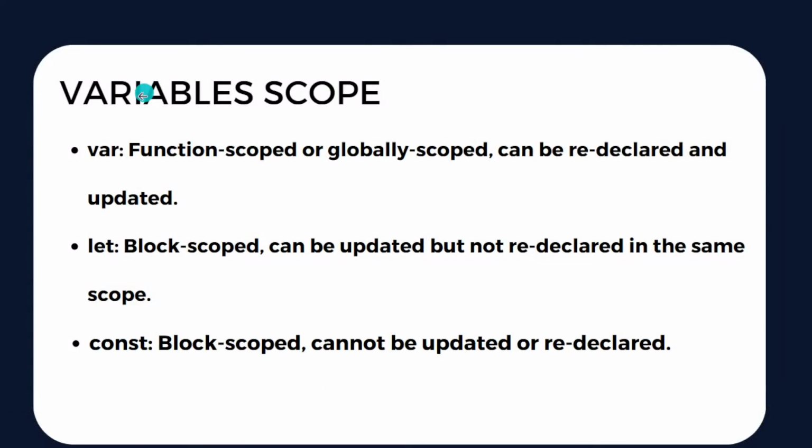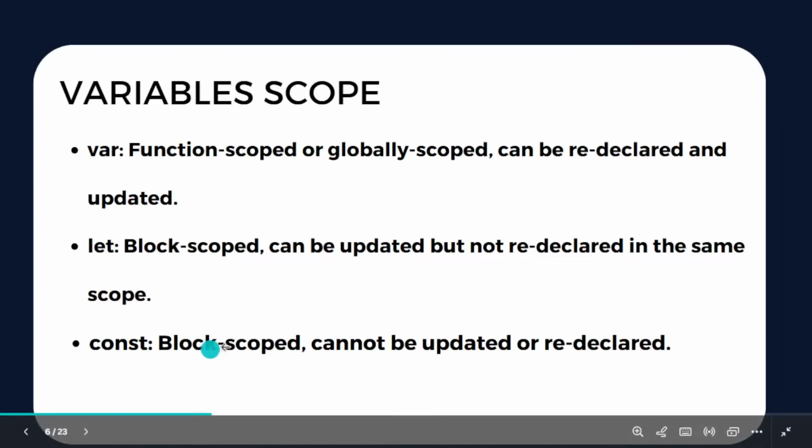The var variable is function or global scope, it can be declared, redeclared, updated. It is normal. And let is block scope, in the bracket, we see in the bracket, right? Block scope can be updated, but no redeclare in the same scope. And const is block scope, cannot be updated or redeclared. Once you state it, it cannot be redeclared.